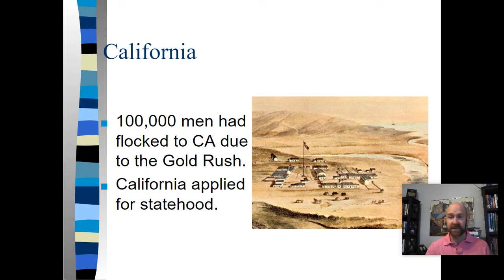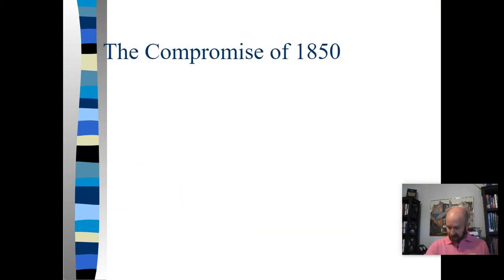How are we going to? This is going to upset the balance. And so if California tries to enter as free, which is what's going to happen, we're going to need something to appease the South for the South to accept this. And so again, Henry Clay is going to have to step in and try to come up with an option that both sides are going to find acceptable.